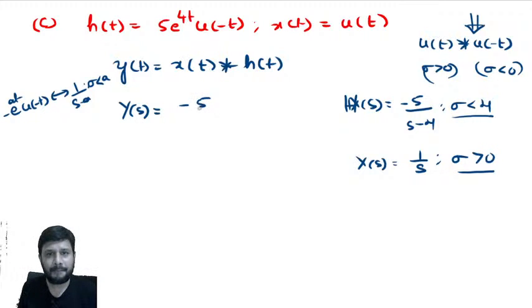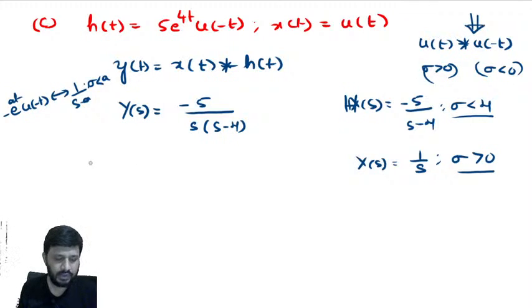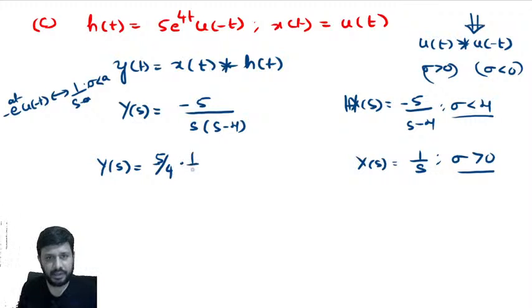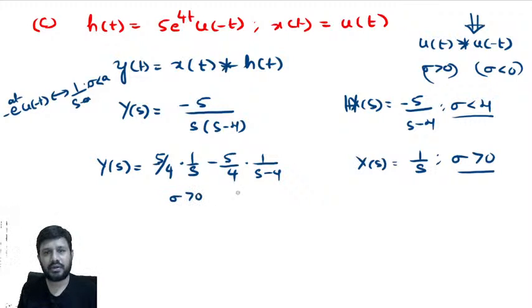So Y of s is minus 5 by s times s minus 4. Now resolve into partial fractions. What will come? If I put s is equal to 0, what will happen? We get 5 by 4 times 1 by s. Then s is equal to 4 you put. Here what is ROC? Here sigma greater than 0, here sigma less than 4.